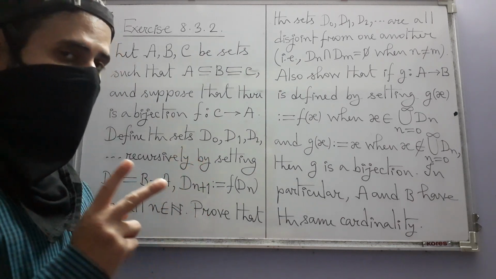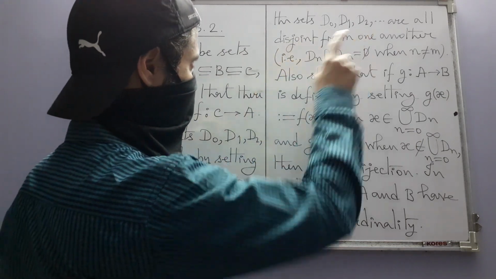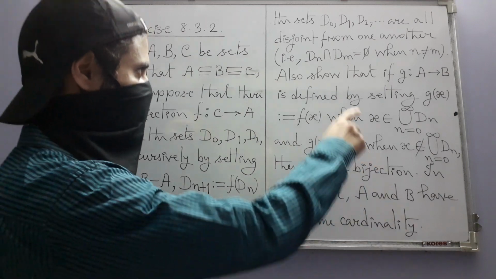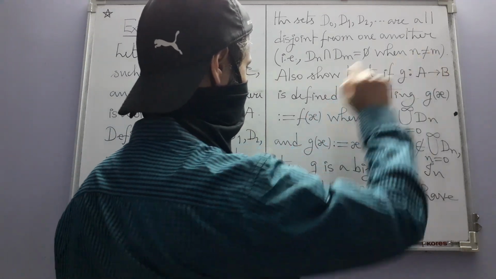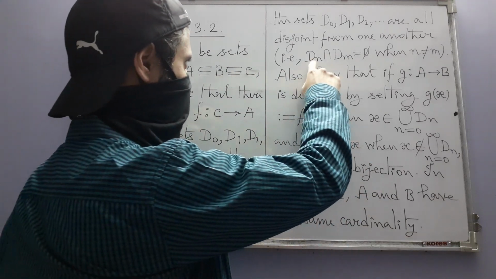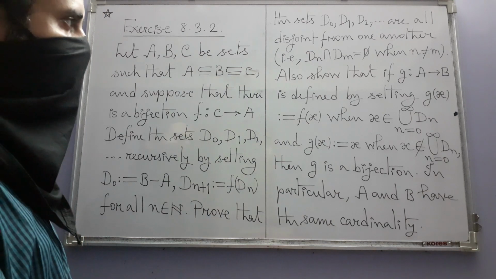So we have to prove two things. The first is that these Di, these sets, are mutually disjoint. That means if we choose two distinct natural numbers n and m, then the corresponding D's are disjoint. They do not have any common element.